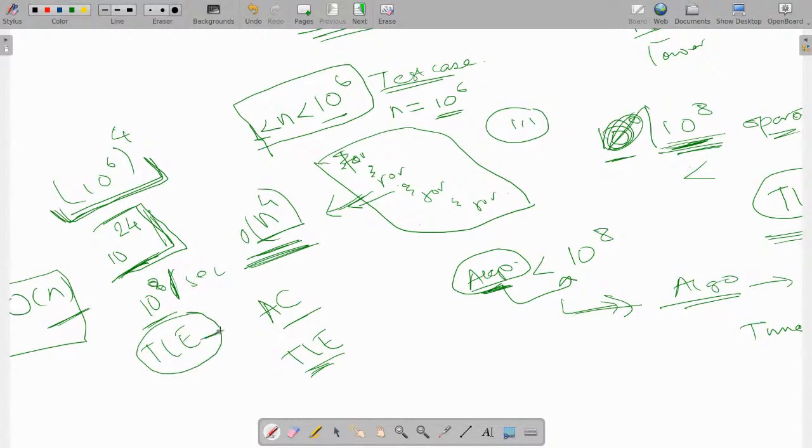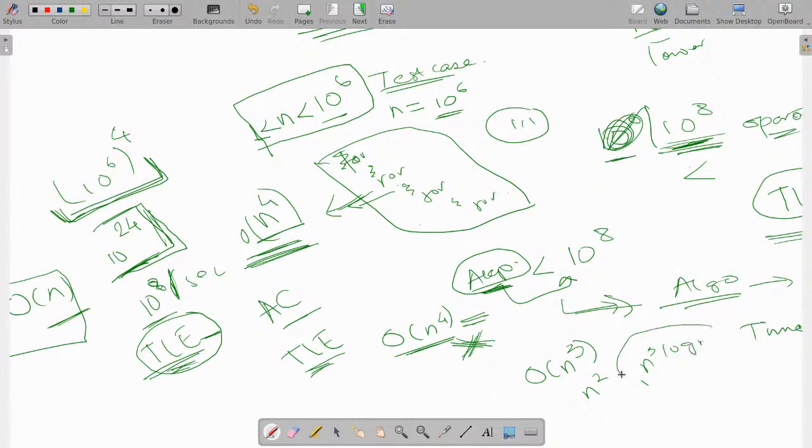So this is a red flag. TLE is a red flag that our solution, which is an O of n power 4 solution, is not the correct solution. Even though it is giving the right answer, we have to minimize the complexity. A better complexity of n square, n cube, or n cube log n, anything which is better than n power 4, given that this complexity satisfies the worst case range.